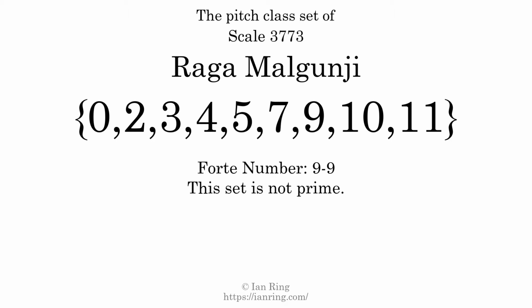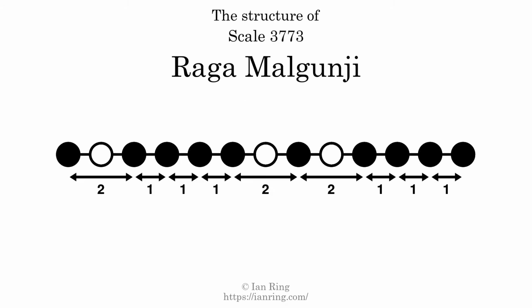The fault class is 9, 9. This set is not prime. The structure of a scale is a description of the interval distance between each successive tone. This scale has a structure of 2 1 1 1 2 2 1 1 1.